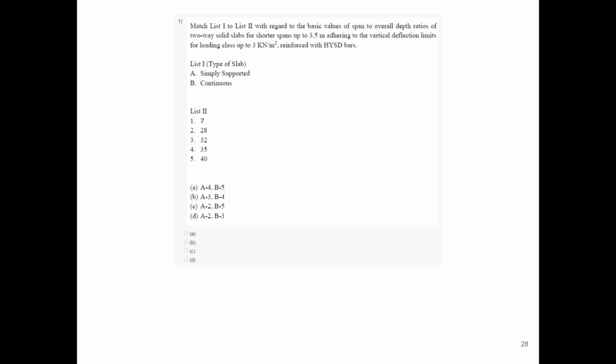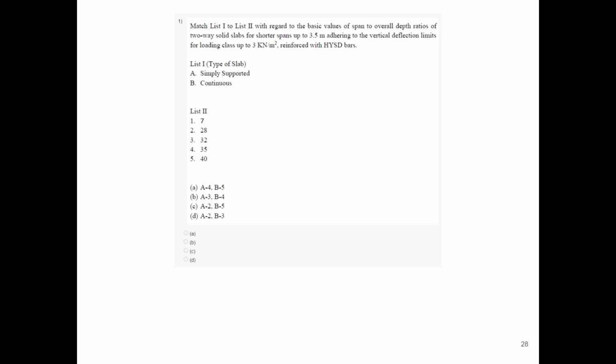This condition I just told you in the beginning of today's lecture. The general L by D, that is span by effective depth ratio, is 7, 20 and 26 for cantilever, simply supported and continuous cases respectively. For two-way solid slabs, apart from that, there is one more condition, as I told you, the span by overall depth. That can be taken as 35 and 40 for simply supported and continuous two-way slabs respectively. So we can say that our condition is satisfied.